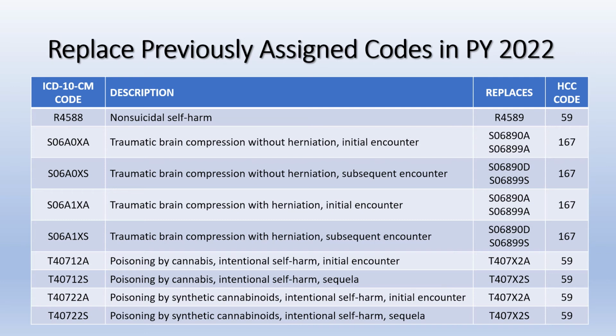T40722A replaces the following previously assigned code. T407X2A, poisoning by cannabis, derivatives, self-harm, initial encounter. T40722S replaces the following previously assigned code. T407X2S, poisoning by cannabis, derivatives, self-harm, sequela.